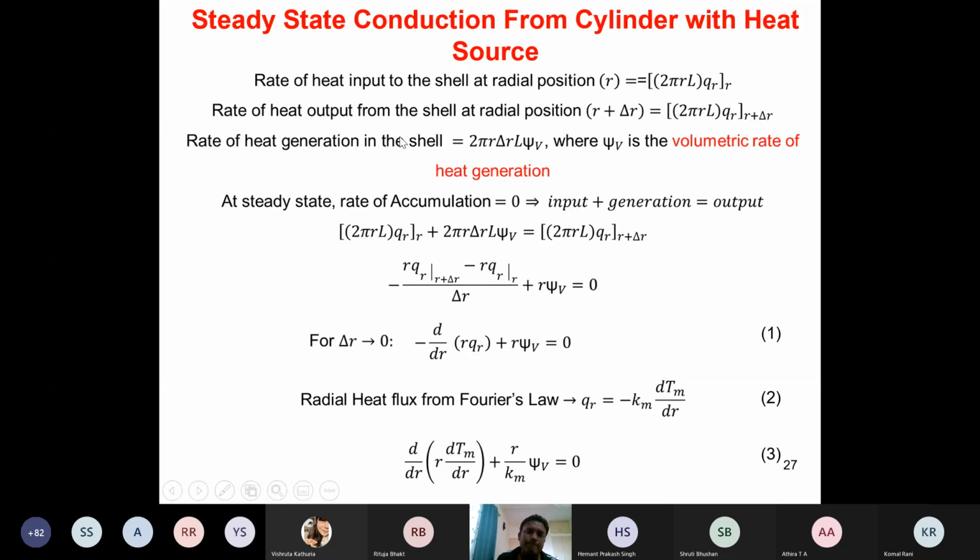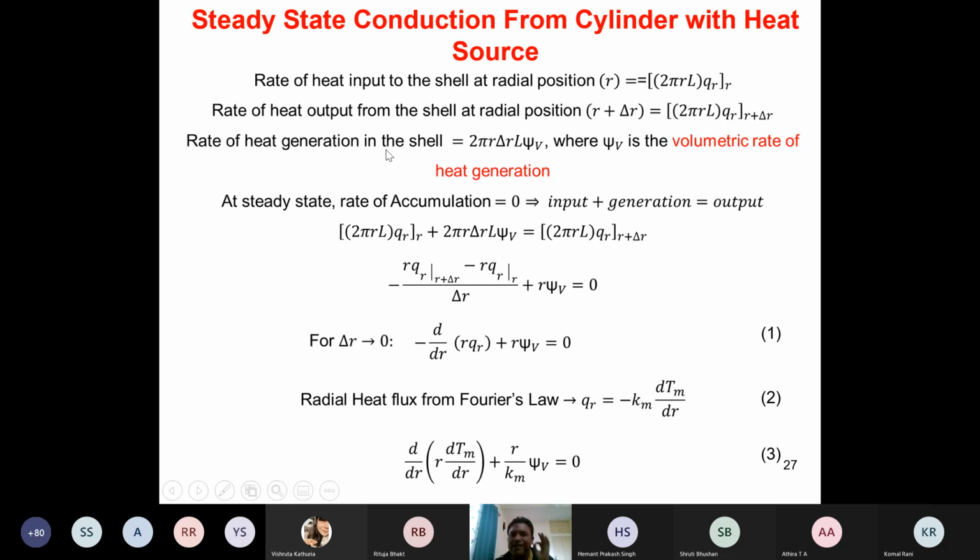So now what will be the rate of heat input to the shell at the position R? That is going to be the area times the flux. So area is 2 pi RL times QR at the location R, isn't it? Similarly, the heat output from the shell is going to be 2 pi RL QR at R plus delta R, because the radius outside the shell is R plus delta R. The thickness of the shell is delta R.